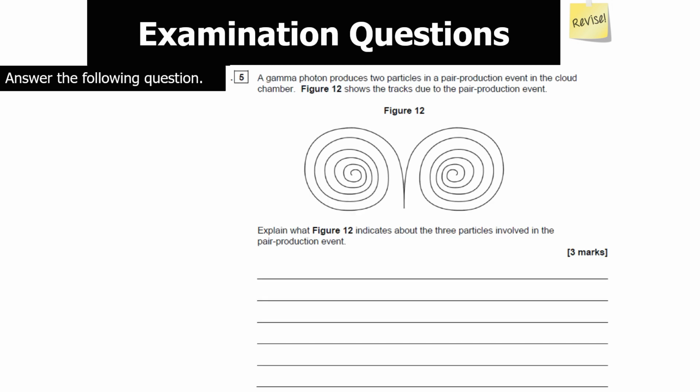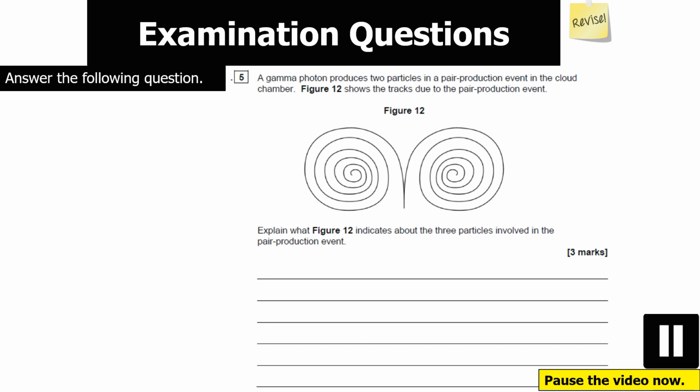The next question says, a gamma photon produces two particles in a pair production event in the cloud chamber. Figure 12 shows the tracks due to the pair production event. Explain what figure 12 indicates about the three particles involved in the pair production event. So pause the video now, then unpause the video when you want to go through your answer.